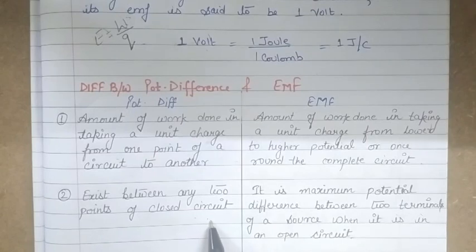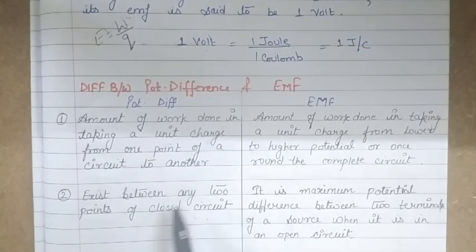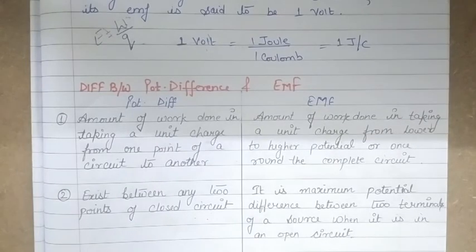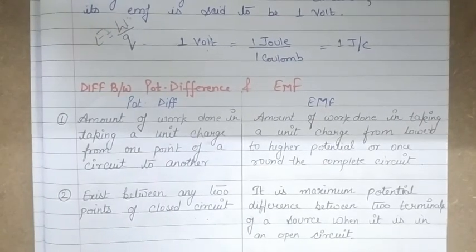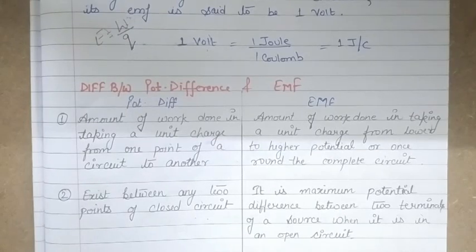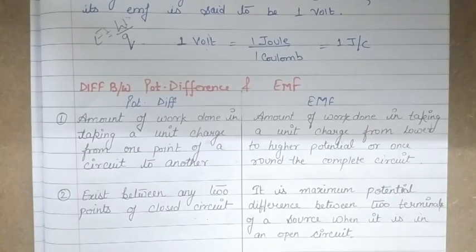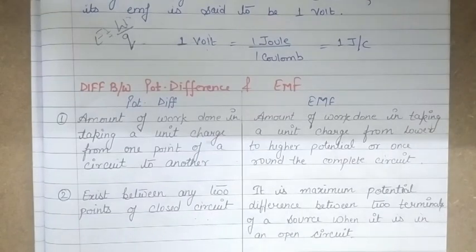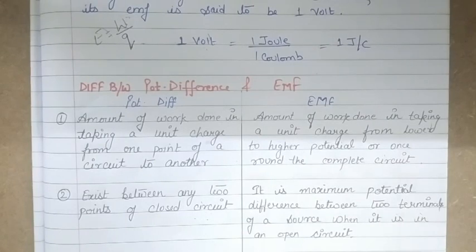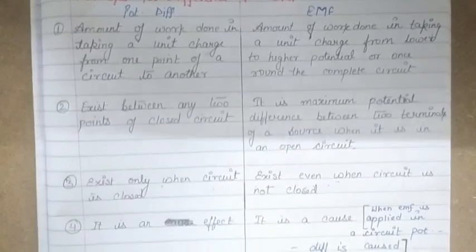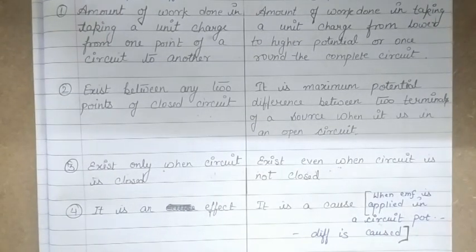While potential difference is in closed circuit and between any 2 points of that closed circuit. Same point here also, potential difference exists only when circuit is closed, and EMF can be present even when the circuit is not closed. Okay, now the fourth one is important, that potential difference is an effect while EMF is a cause.